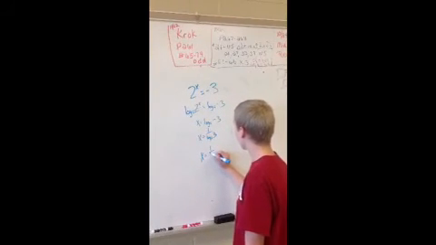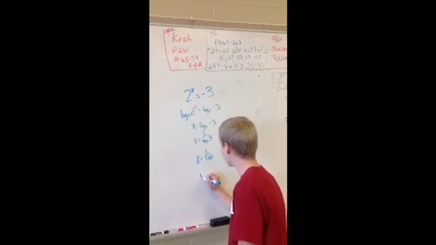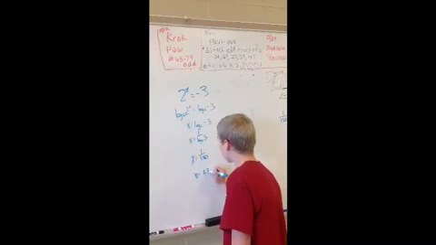Then log base 2 of 3 equals 1.585, so it's 1 over 1.585, and if you divide that, x is equal to 0.631.